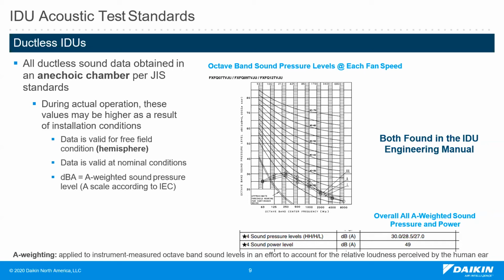Sound pressure information is provided in an octave band chart as well as A-weighted sound pressure and sound power. They can be found in Daikin's respective indoor unit engineering manuals. I'll provide examples of where to locate this information at the end of the presentation.